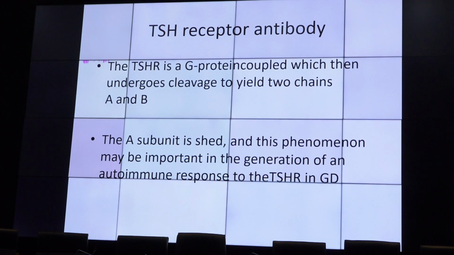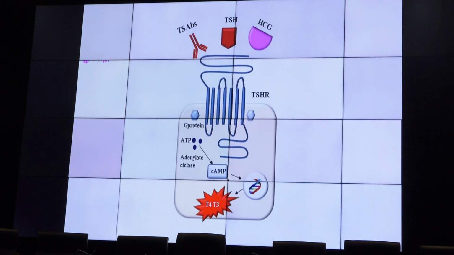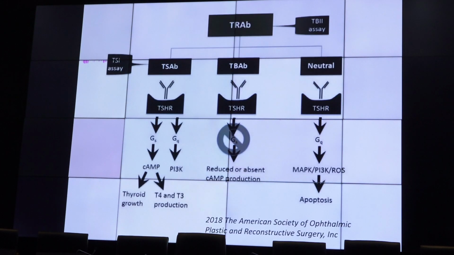Now what is TRAP? TRAP is TSH receptor antibody. It is a G protein coupled receptor which undergoes cleavage, and basically it is divided into 2 chains, A and B, and it's the A subunit which causes all the autoimmune phenomena. So this is the TSHR receptor, and the thyroid stimulating antibodies, TSH, and HCG all act on this TSHR receptor. In pregnancy, it is through HCG that the TSH receptor is stimulated, and that is why we see a suppressed TSH in pregnancy, gestational thyrotoxicosis. This is the reason, because HCG binds with the TSH receptor.